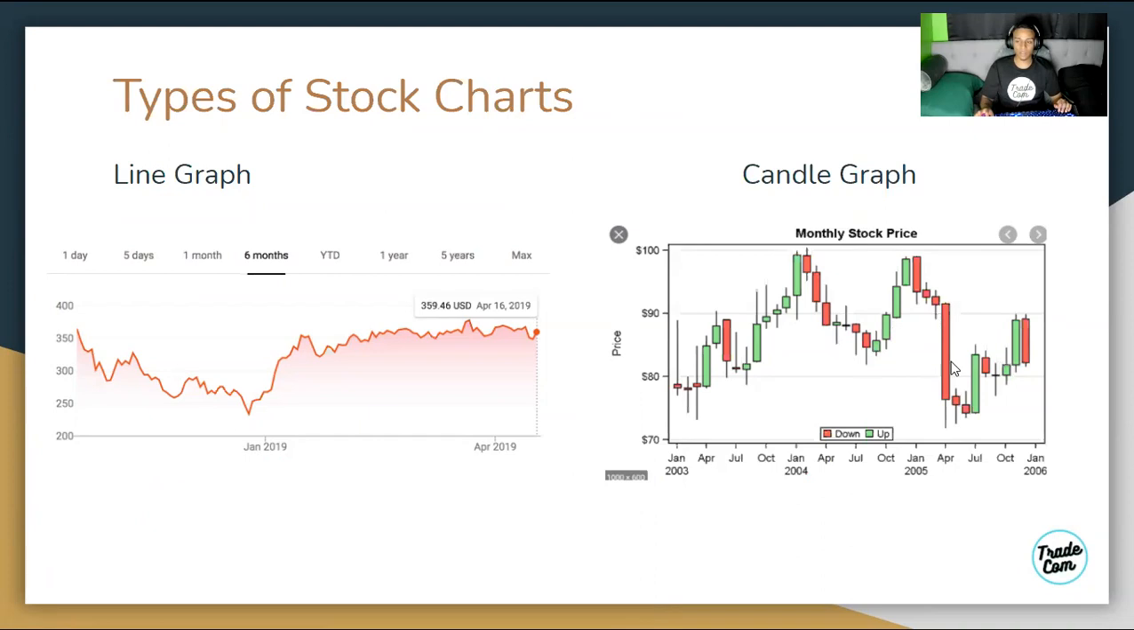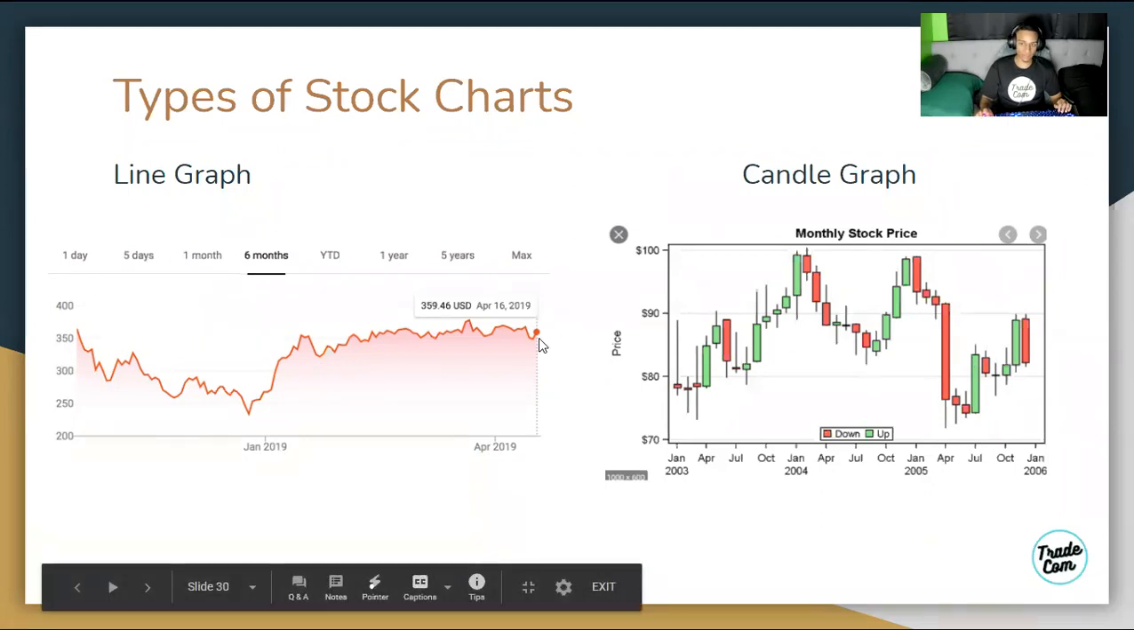Candle graph might look a little bit complex, but that's because we are all just beginning. When I started too, I didn't know anything about these candles or what they mean. All right, the line graph was a lot more appealing because it's easier to read. Now let's get to the next one here.